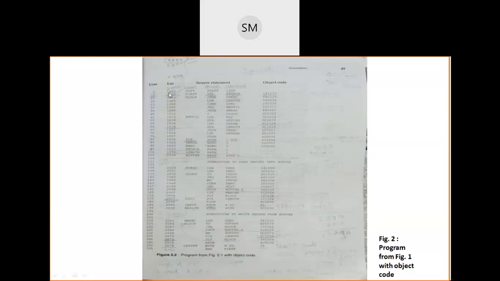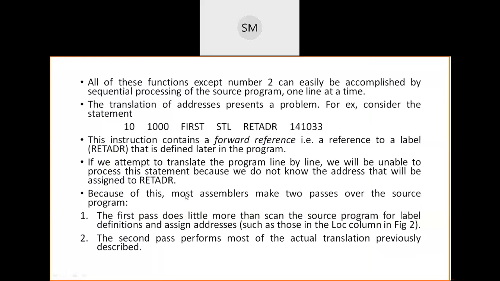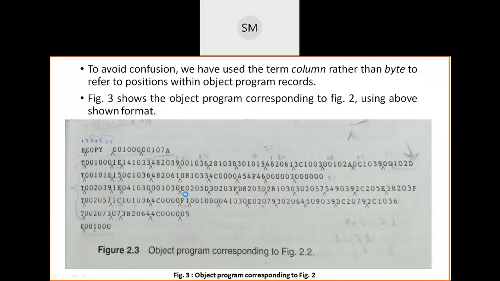Correct? So that length only I have to write here. Here I have written 107A. And since it is also 4 digits, the leftmost 2 digits I can fill with 00. Clear how to write the header record?